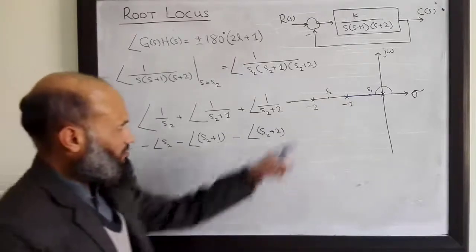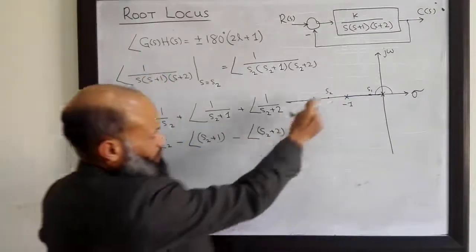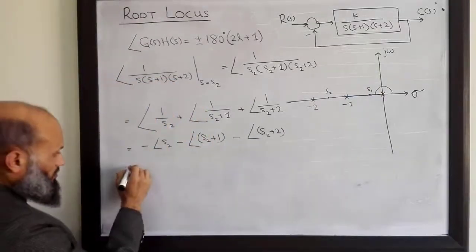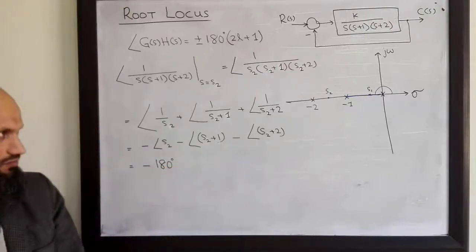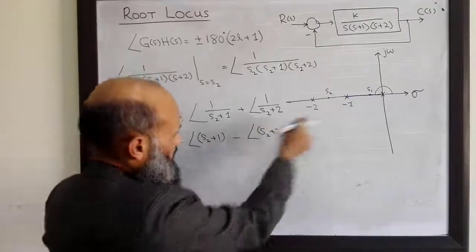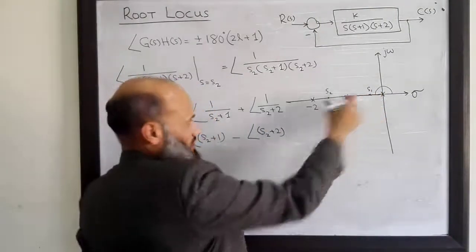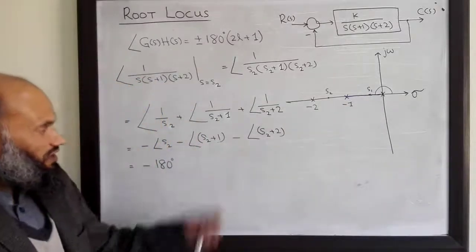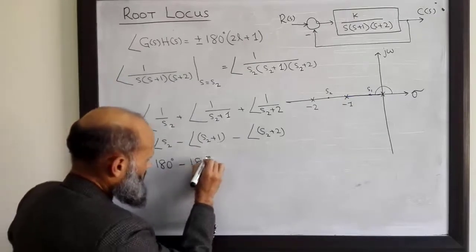So what do you think about this test point S2? This point S2 is a negative number. So what is the angle of this negative number? Minus 180 degrees or plus 180 degrees, whatever you write. For S2 plus 1, S2 is larger in magnitude than minus 1, so S2 plus 1 will be a negative number, and the angle of a negative number is 180 degrees.